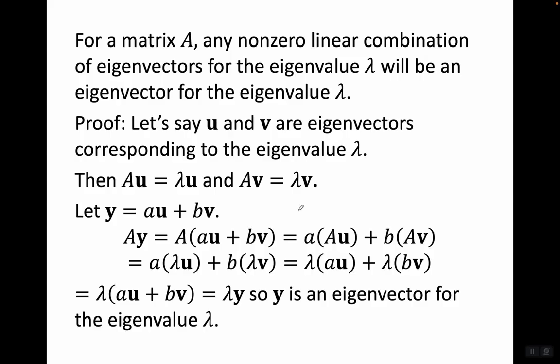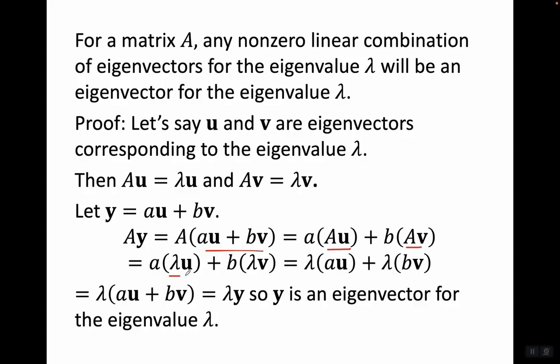So again, let's prove this. For matrix A, any non-zero linear combination of eigenvectors for the eigenvalue lambda will be an eigenvector for the eigenvalue lambda. So the proof. Let's say u and v are eigenvectors corresponding to the eigenvalue lambda. Then Au equals lambda u and Av equals lambda v. That's the definition of eigenvector. We're going to let y equal au plus bv. Then Ay is A times (au plus bv), which is a times Au plus b times Av. Again, you can just break it up like that. That's just the distributive property.